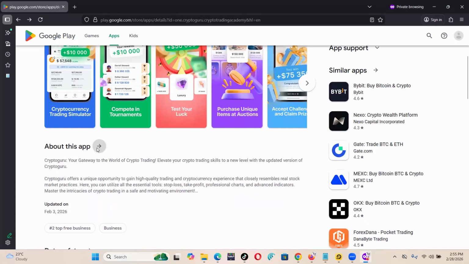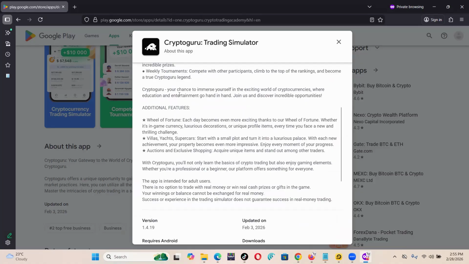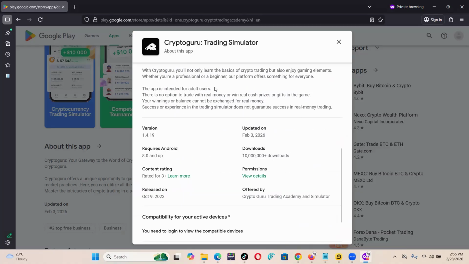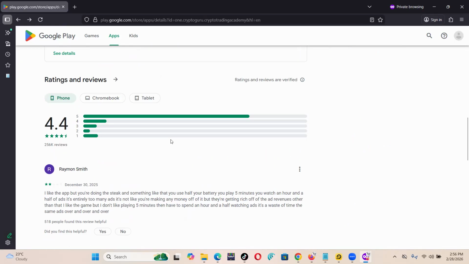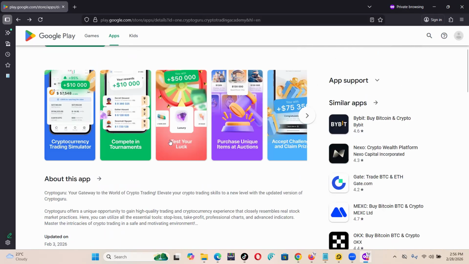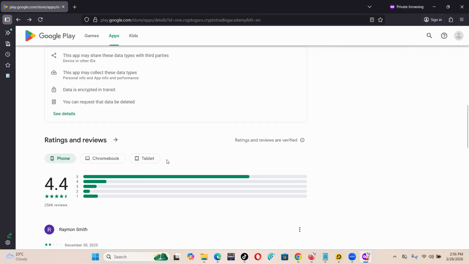When you read about this app's policies, they say the app is intended for entertainment users. There's no option to trade with real money or win real cash or gifts. So whatever you're going to win is not real. Your winnings or virtual balances cannot be exchanged for real money. So please kindly know that this is more of an app to help you train on how to trade.